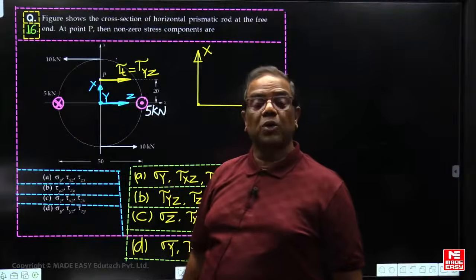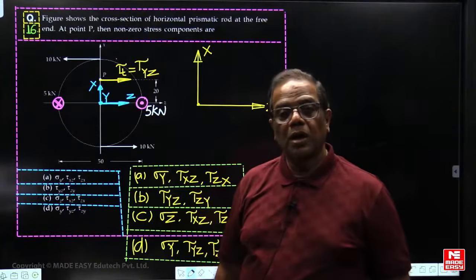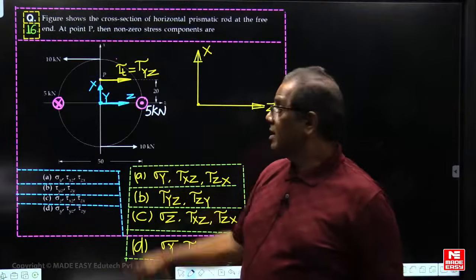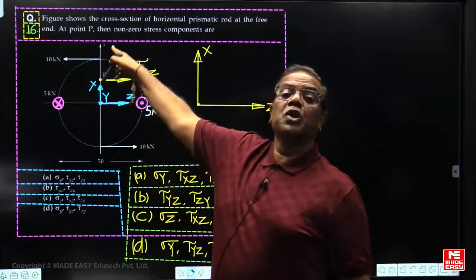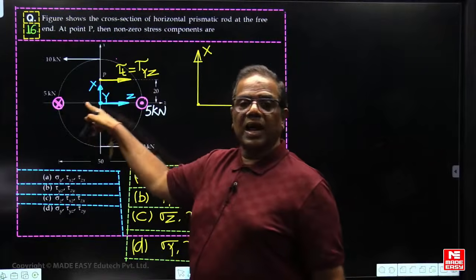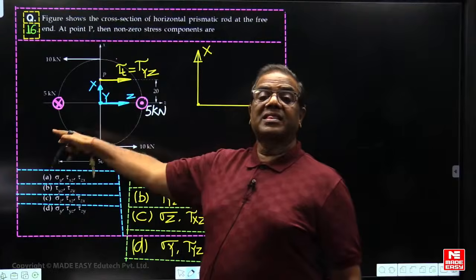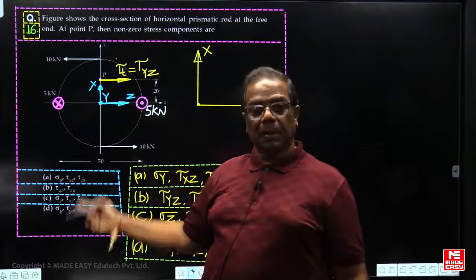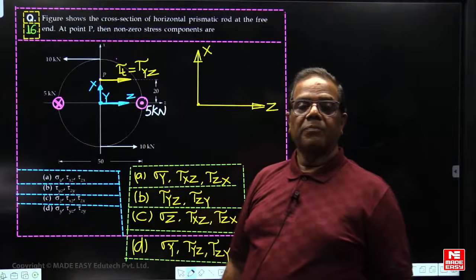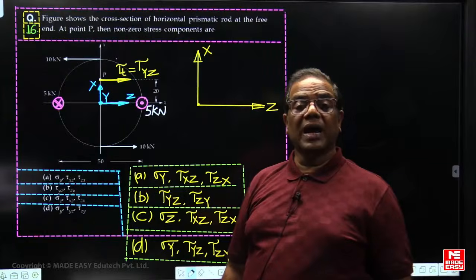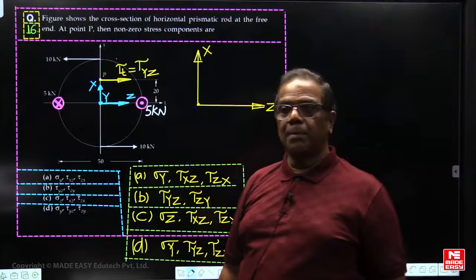But bending stress is 0 here. Bending stress 0. Sir, why? This point P is lying on the neutral axis. This is not the neutral axis now, I just mentioned. HCA will be the neutral axis under vertical bending, and PCA will be the neutral axis under horizontal bending.